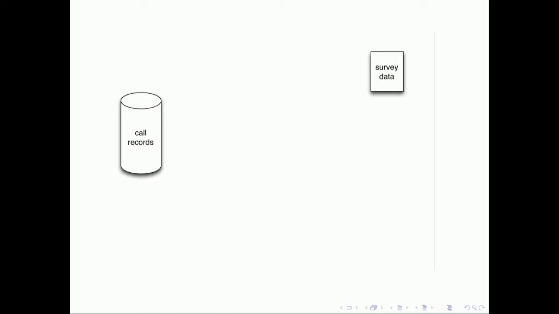So this call record, we could call this big data. We'll talk more about what big data is later, but we'll just call this big data for now. This big data, though, did not actually have the thing that they cared about, which was a measure of wealth of these people. It had something that's correlated with the thing that they cared about, but not the actual thing they cared about. And so they took a random sample of people from these call records, and they interviewed them and did a survey with them.